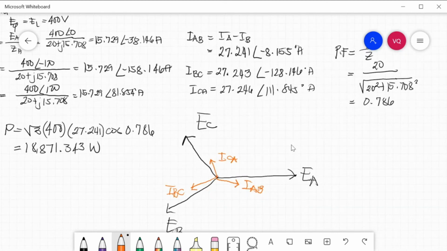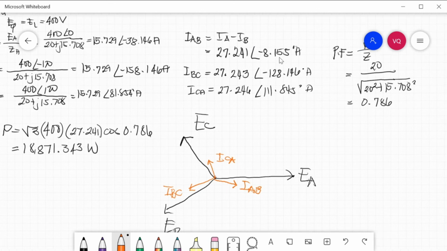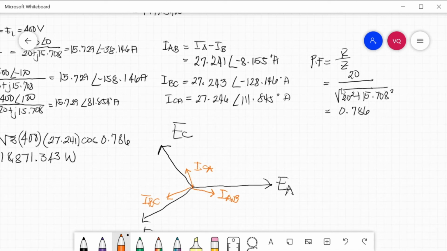So let us plot the magnitude and direction that we got. For IAB, it is here, negative 8.155. Then IBC, the angle is negative 128 from the reference to IB. And ICA is 111.845 degrees with respect to the reference x-axis. For the power factor, we can get that by R over Z, or simply this one, cosine of 38.146 degrees.